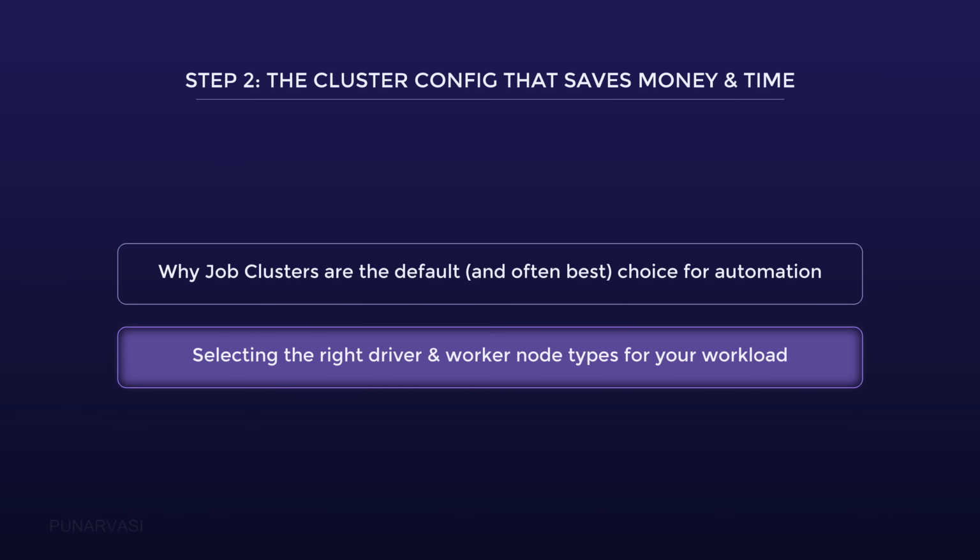Now, here's the secret: never match the driver and worker types unless you have to. For most data tasks, you need a robust driver to manage the workflow, but your workers can be smaller and cheaper. Mismatch them intelligently, optimize the driver for orchestration and workers for parallel computation. This single choice slashes your cloud bill.